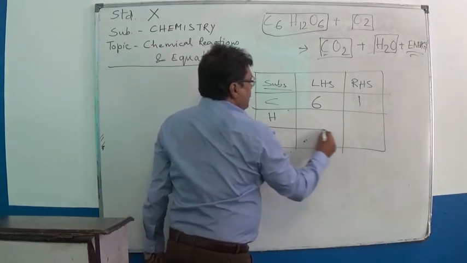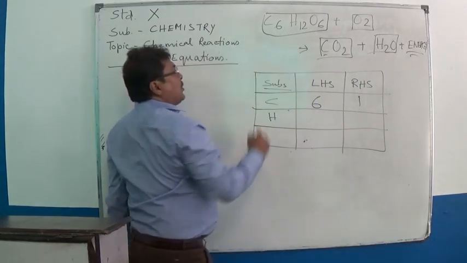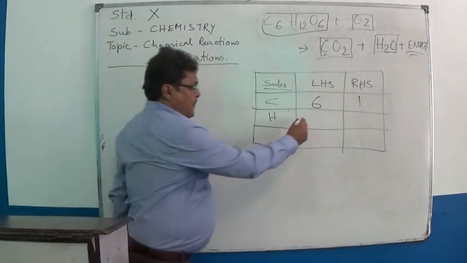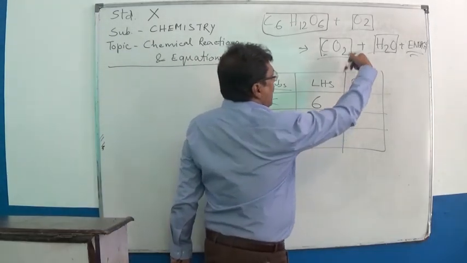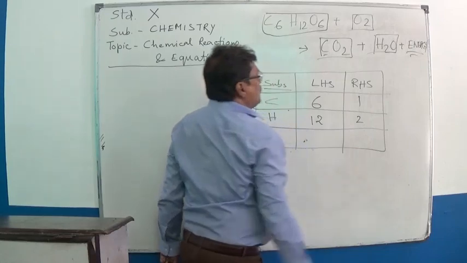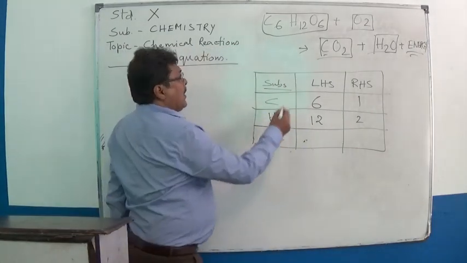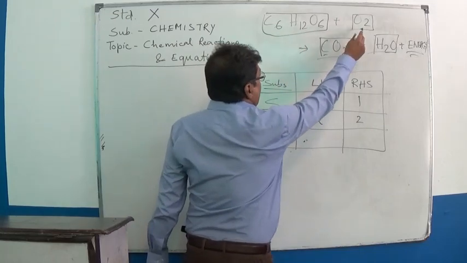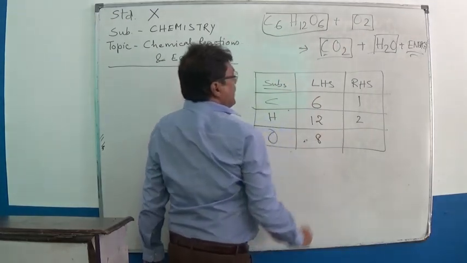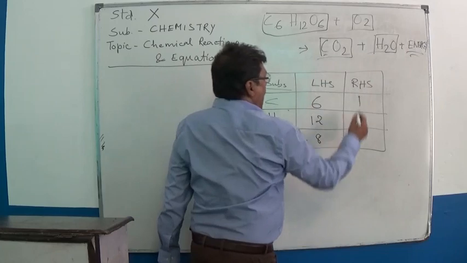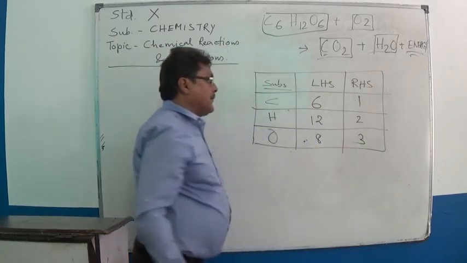Next, hydrogen. How many hydrogen on this side? 12. How many on this side? 2. Oxygen. Oxygen 6 and 2, 8 on this side. And 2 and 1, 3 on that side.